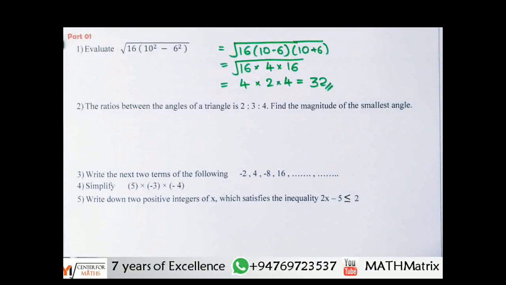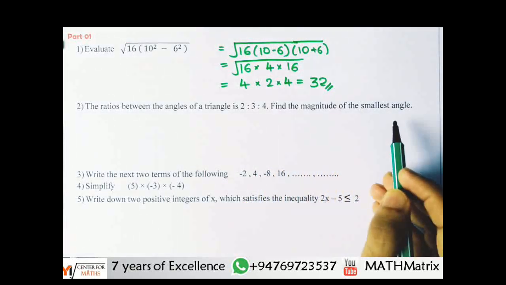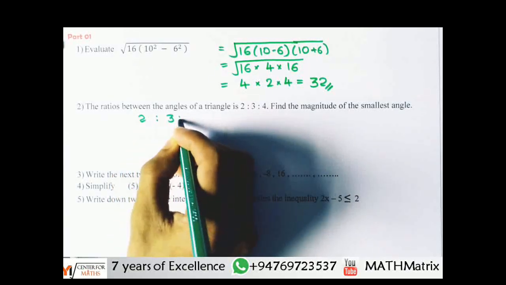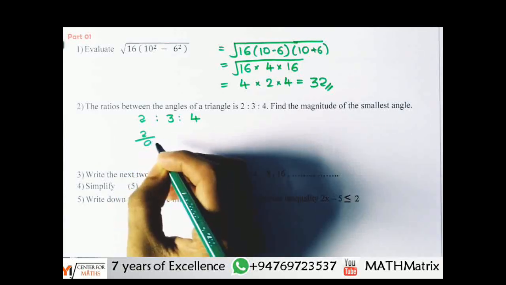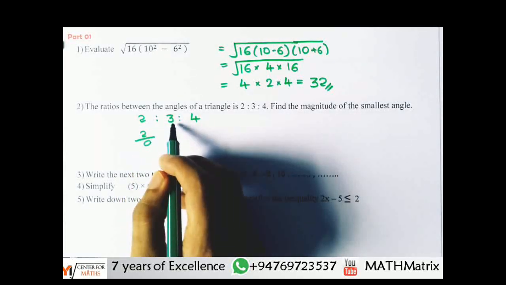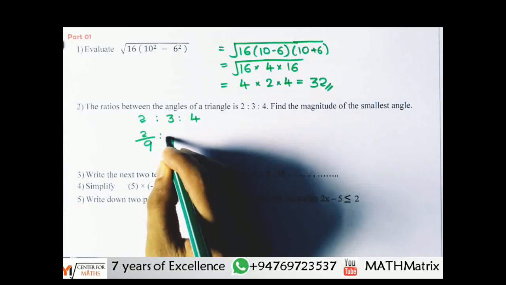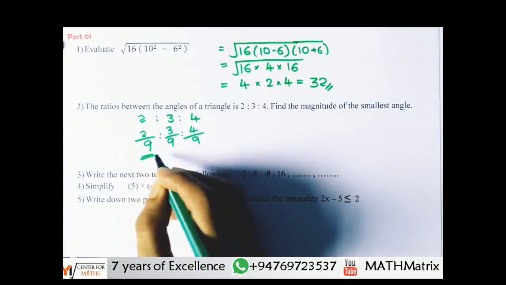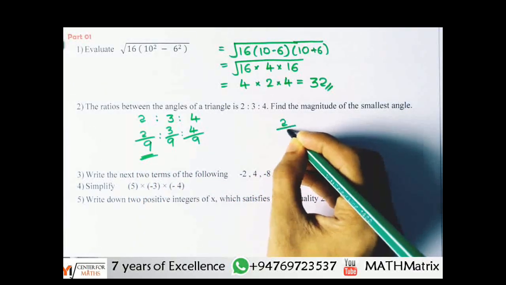The ratio between the angles of a triangle is 2:3:4. Find the magnitude of the smallest angle. First we have to mark the ratios, and now we'll mark them in fraction format. How to do this? 2 plus 3 is 5, 5 plus 4 is 9. Out of 9, 2 parts for this, out of 9, 3 parts, and out of 9, 4 parts for this, right? So which one is the smallest? 2 over 9 is the smallest. So 2 over 9, the smallest angle.